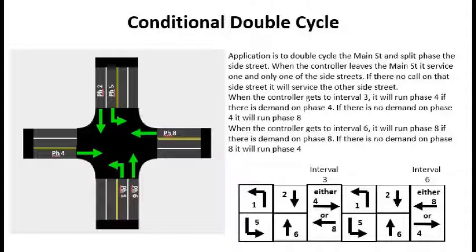So what we want in this application is a side street that has very little traffic. In the main street, we want to maximize the flow. Therefore, what we want to do is set up a primary phase and a secondary phase.